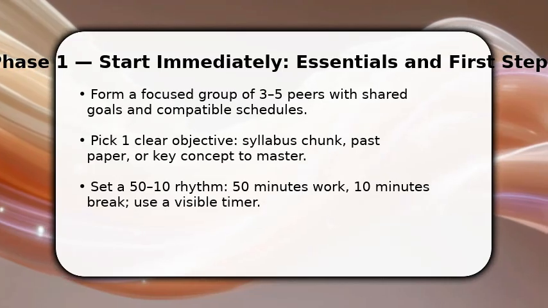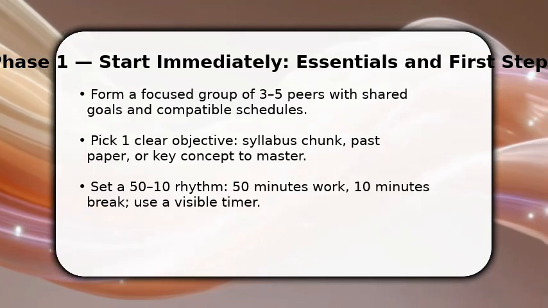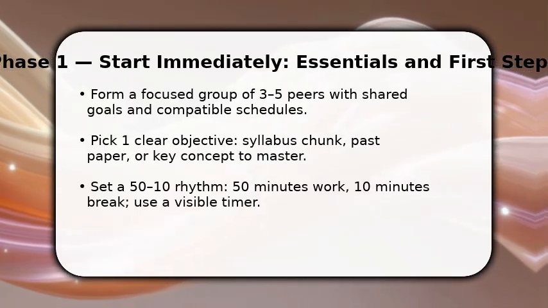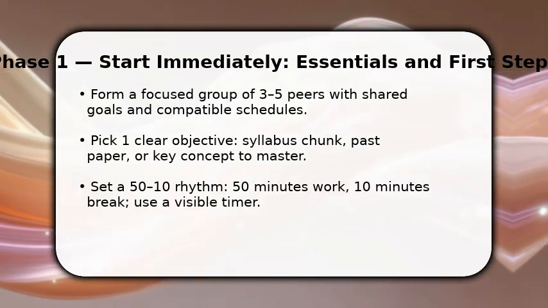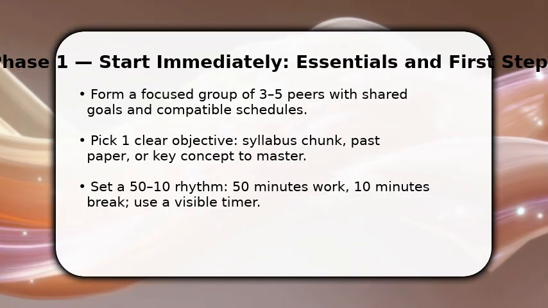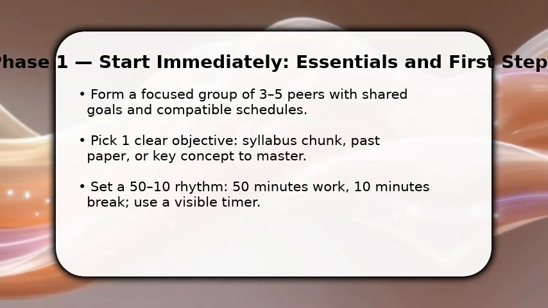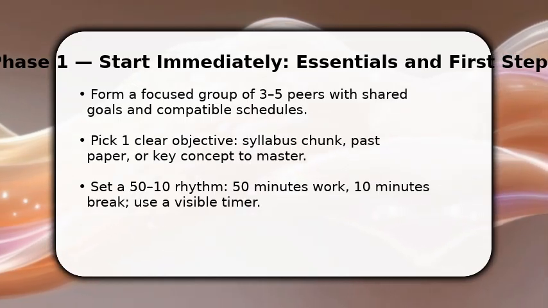You begin by gathering 3-5 classmates who want the same outcome. Do this now. Once you have people, agree a single objective for the session so time isn't wasted. Use a visible timer and a 50-10 rhythm to stay productive. Assign roles quickly: facilitator, note-taker, questioner.